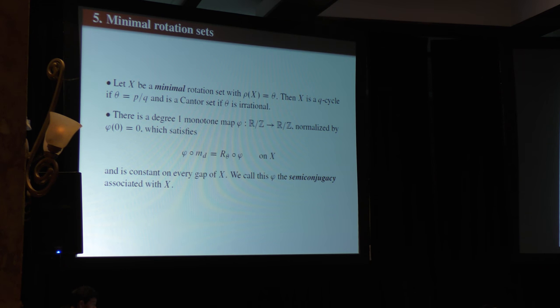There is a degree one monotone map, phi, from the circle to itself, which we normalize so that phi fixes the origin, the angle zero, so it's the point one on the circle, which semi-conjugates the action of multiplication by d on your rotation set to rigid rotation. So r sub theta is the rigid rotation of the circle by angle theta. I shouldn't have said conjugacy. It's a semi-conjugacy because phi is not one-to-one, with the property that phi is constant on every gap of X. So each connected component of the complement of X will collapse to a point under this phi. With these properties, if we normalize it, it's unique. I refer to this phi as the semi-conjugacy associated with X.